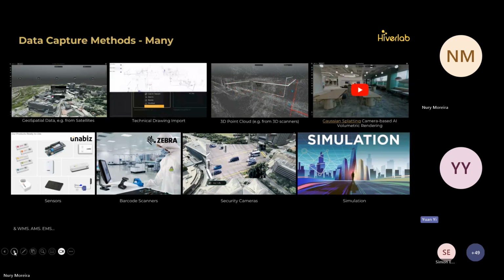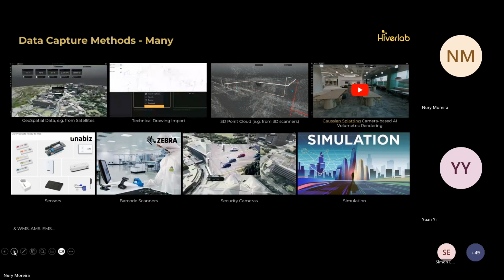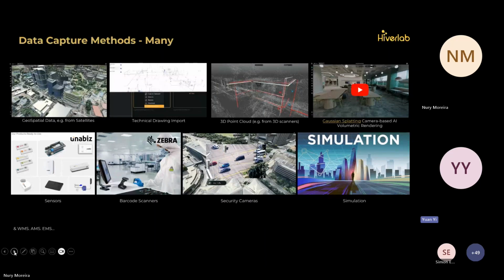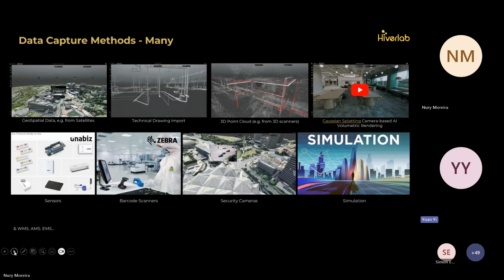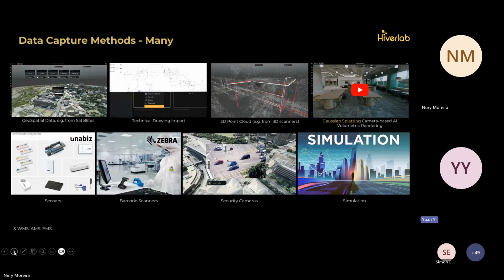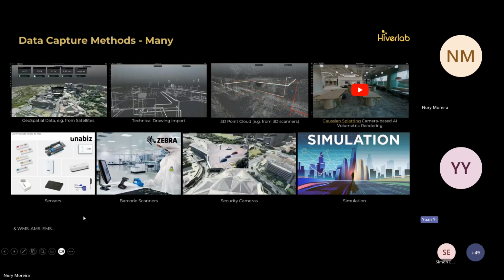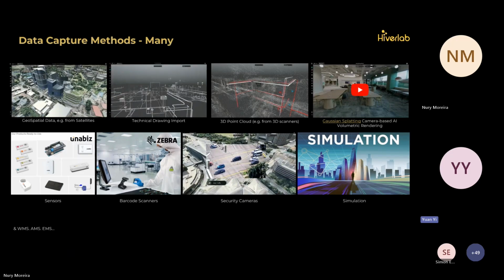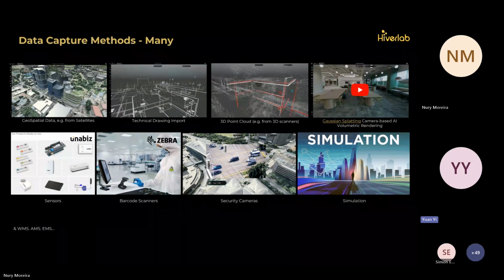So, data capture methods. If you recall the level 1 to level 5 dashboard, the overall framework we shared earlier, you'll recall that level 1 and level 2 is where the data capture happens most of the time. When it comes to 3D data capture, there are many ways, including geospatial data coming from GIS platforms or from satellites. Sometimes customers may be using technical drawings to showcase the 3D model they have for a specific building, manufacturing plant, or warehouse.